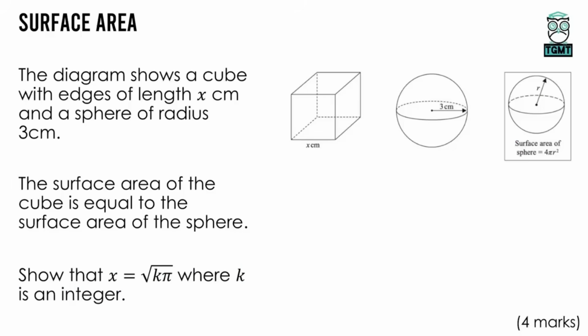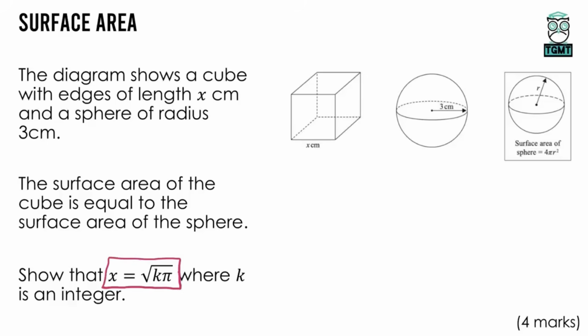Now this question here looks way more complicated than it actually is. It is a tricky question, but it definitely looks more complicated than it actually is. And that's because of this bit down here. It says show that x is equal to the square root of k pi, where k is an integer. Now let's just see what we can do, and you'll see that actually this isn't too bad.